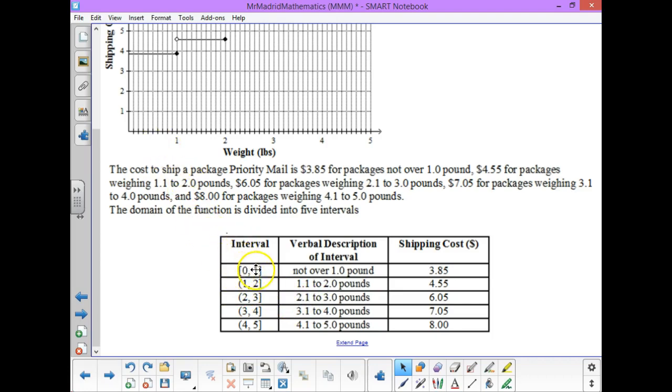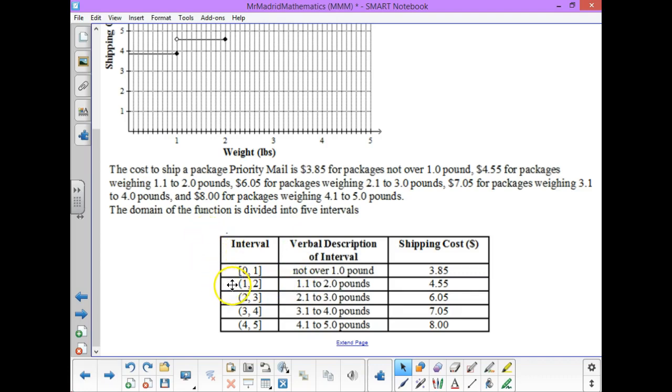So the interval 0 to 1, okay, as we go from 0 to 1, not over 1 pound, is the English that we could derive. That's our verbal description that we've been asked for. And the shipping cost is $3.85. So that's our verbal description. Essentially, this is our mathematical summary.